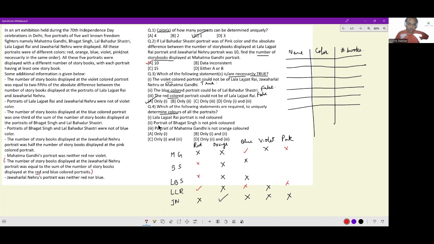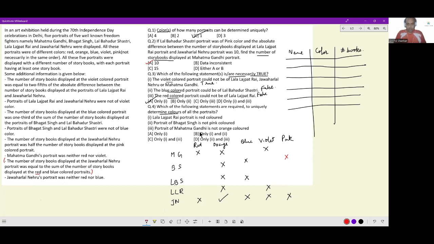So this gives me partial information. Second statement is portrait of Bhagat Singh is not pink colored. Okay. But when I'm looking at statement 2, I will not look at this red case. Bhagat Singh is not pink colored. If Bhagat Singh is not pink colored, it does not give me any work. I am done. Nothing extra I can do. So even statement 2 in isolation is not enough.